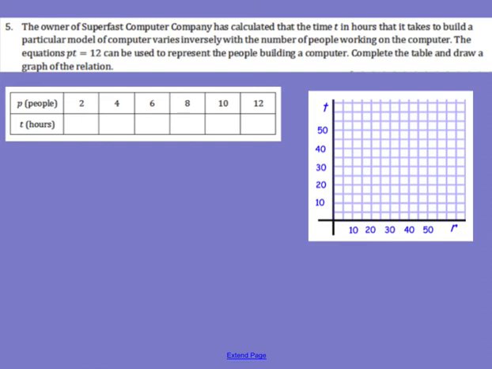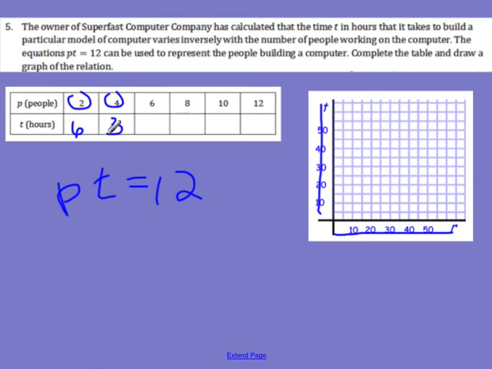So what I'm going to do is I'm actually going to cross these off altogether. So instead of using those numbers, I'm just going to count the squares as is. I'm not going to change the scale at all. So I have this equation PT is equal to 12. So I'm going to take 12 and divide it by each of these numbers. 12 divided by 2 is 6. 12 divided by 4 is 3. 12 divided by 6 is 2. 12 divided by 8 is 1.5. Divided by 10, 1.2. Divided by 12 is 1.